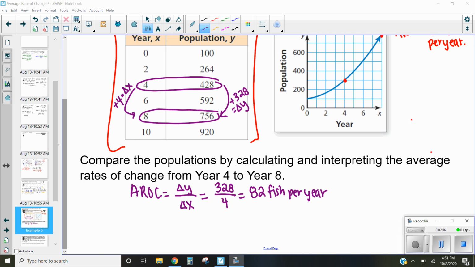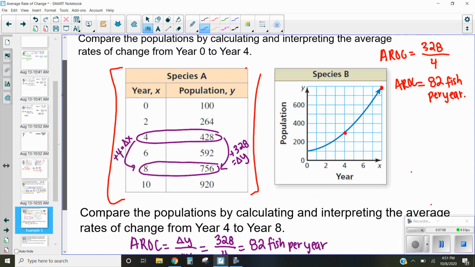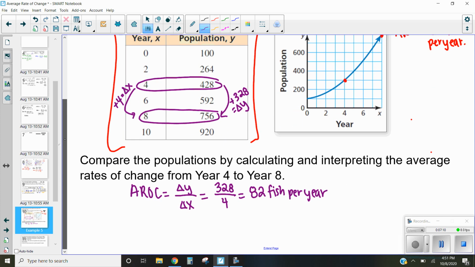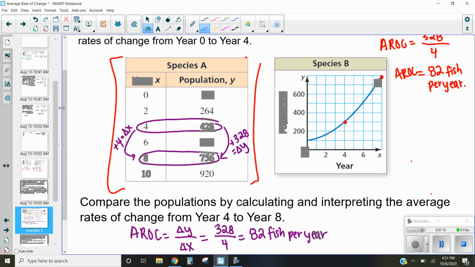And it's kind of an interesting thing because in our previous problem, we got the same thing. And so it's cool to see that for this function, that average rate of change is pretty consistent, which says a lot about our species of fish, that they're reproducing at a very similar rate every year.